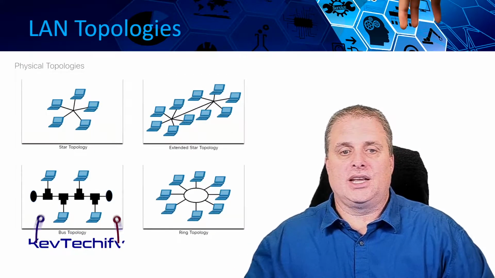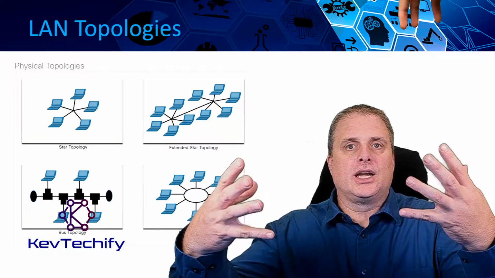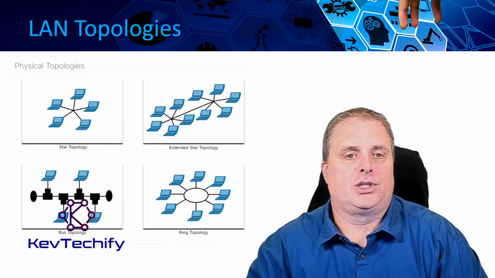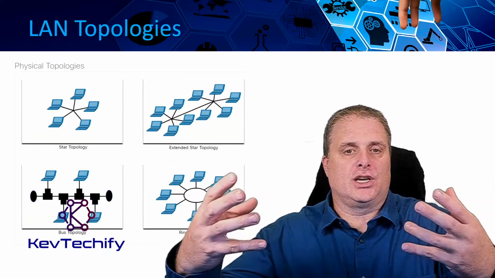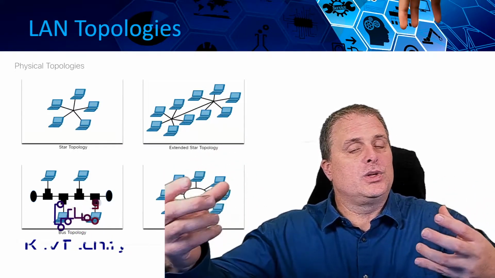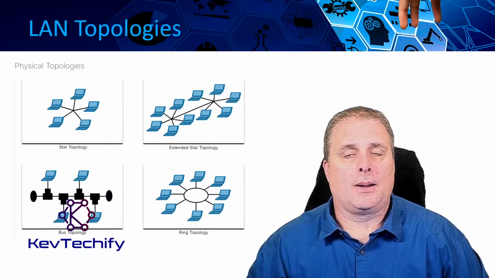Extended star is just taking the star a step further. Basically, you have 2 stars, and let's connect up the switches that are there. And that's what the diagram is showing us: you'd have 2 switches where the 2 groups of PCs are connecting in, and then those switches would be connected by another cable. And that gives us our extended star.